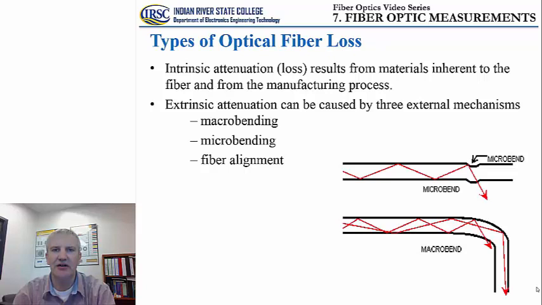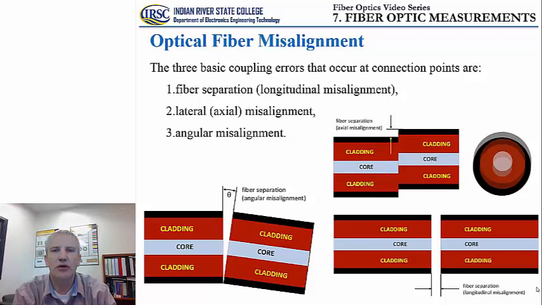In the case of external mechanisms, we are talking about so-called extrinsic attenuation. That is a result of a few mechanisms. We will mention macro bending, micro bending, and finally fiber alignment, and each of these is going to be elaborated on in the slides that follow. When we are talking about optical fiber misalignment, we are basically talking about three specific mechanisms that would result in optical fiber misalignment.